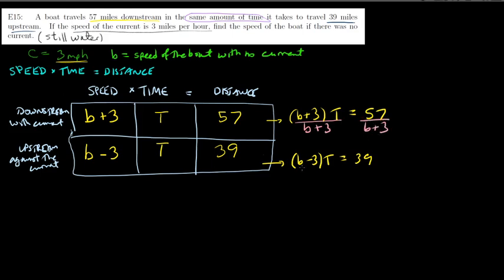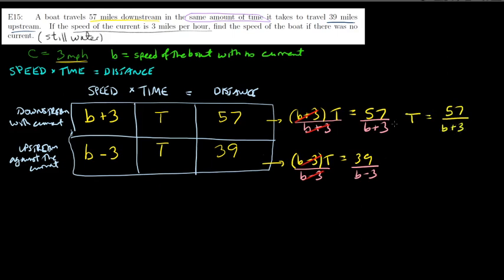Right? And down here, I'm going to divide both sides by b minus 3. So what that does effectively on the left is cancel the b plus 3 and the b minus 3. So what I'm left with is that t is equal to 57 divided by b plus 3.